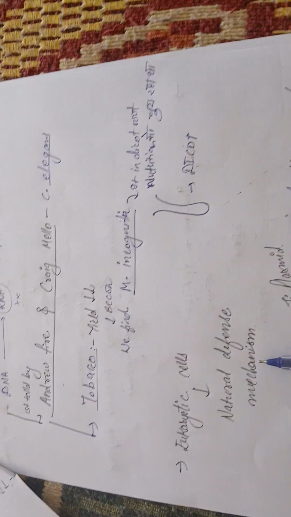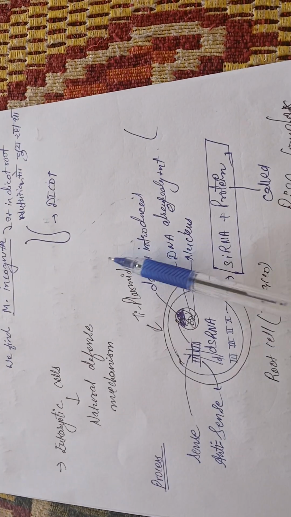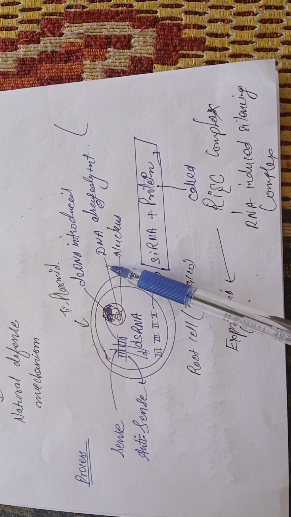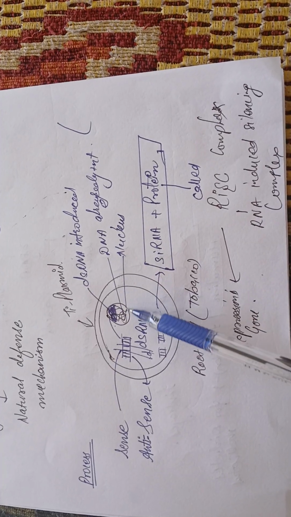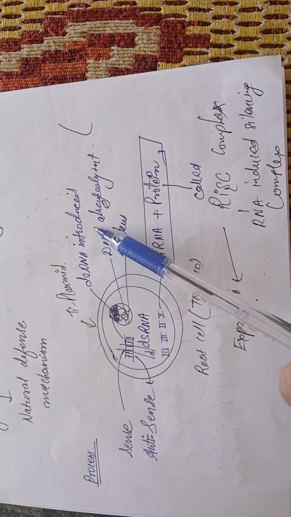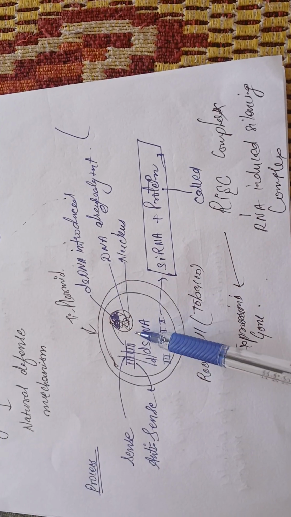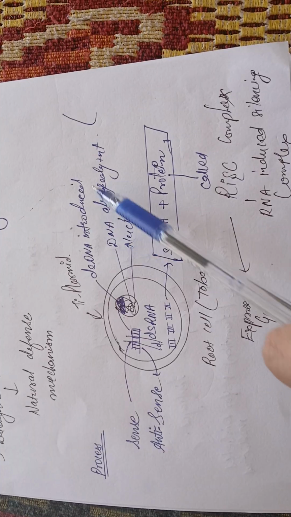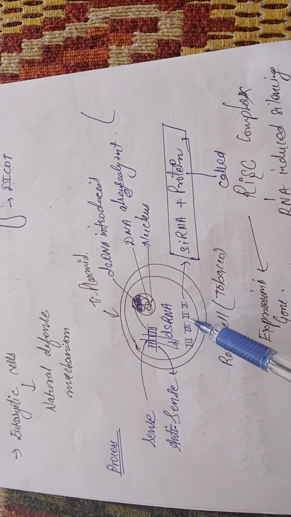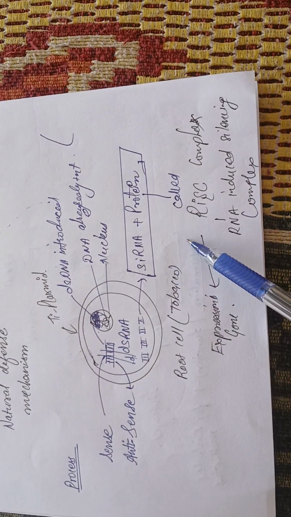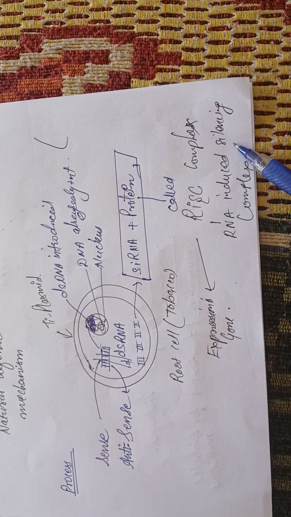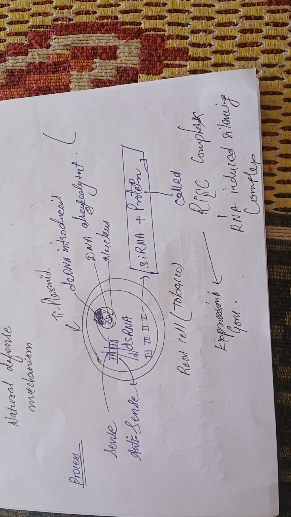In the eukaryotic cell we have a natural defense mechanism. You can see the process here: this is the cell, this is the nucleus, and we have DNA already present, and double stranded DNA is introduced, basically through the Ti plasmid. When we introduce the double stranded DNA, we see the sense and antisense strands, and the double stranded DNA is broken into parts called siRNA, which does the interference. And this is called the RISC complex, RNA induced silencing complex, which silences the gene expression.